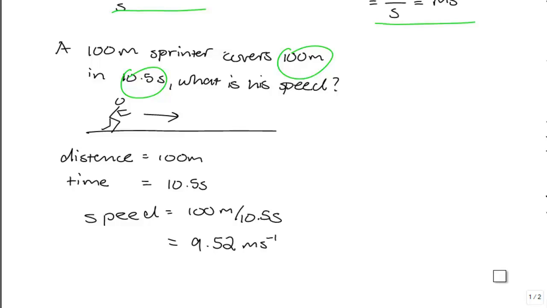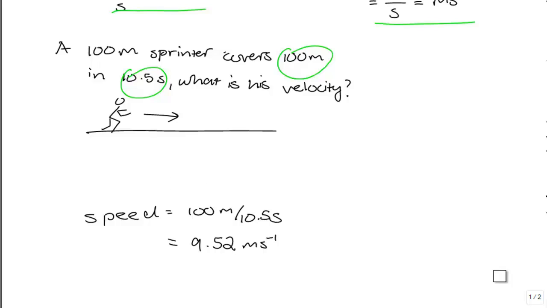Suppose they had asked you, what is his velocity? Remember, both distance and displacement are, in a way, distances. So the formula itself is not going to change. Speed and velocity are equal to the particular distance you're covering divided by the time taken. Remember though that velocity is the rate of change of displacement, which is the rate at which you cover a distance in a particular direction. So you need to find out, first of all, what is the sprinter's displacement to calculate his velocity.